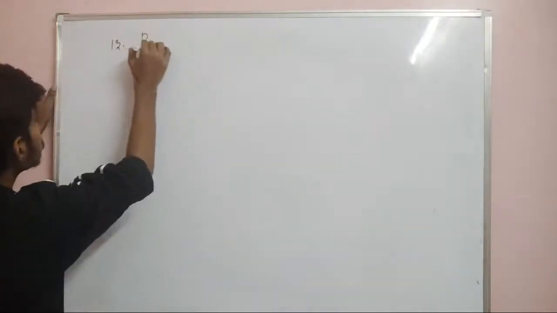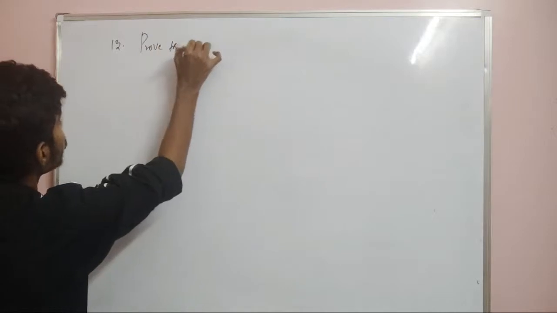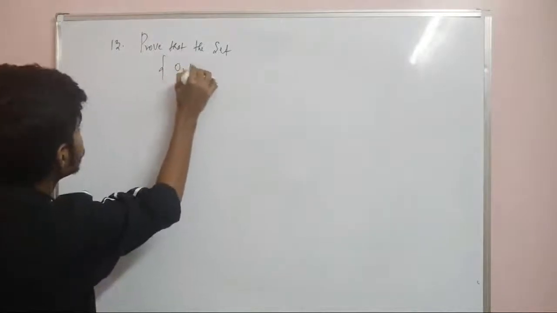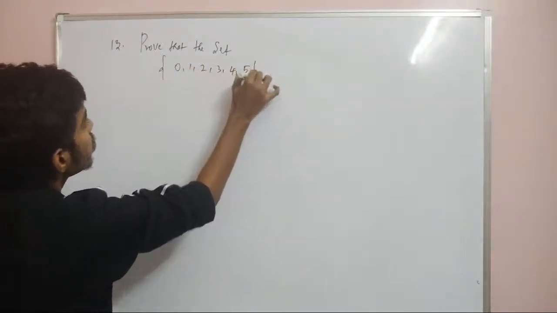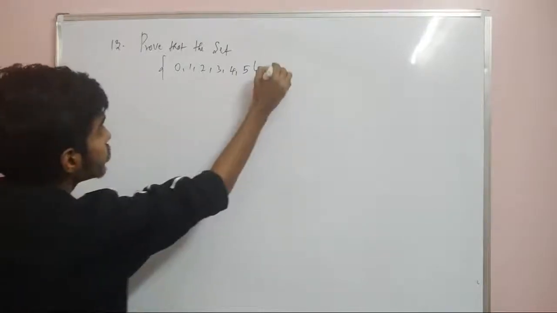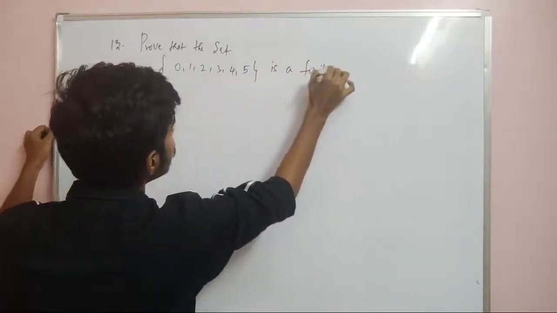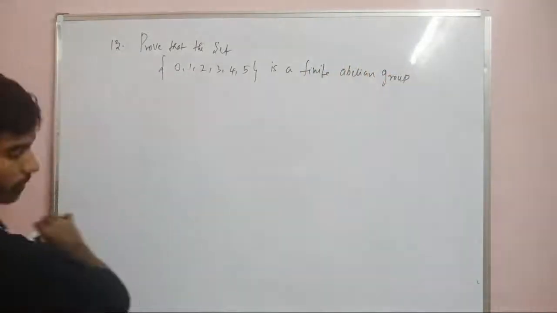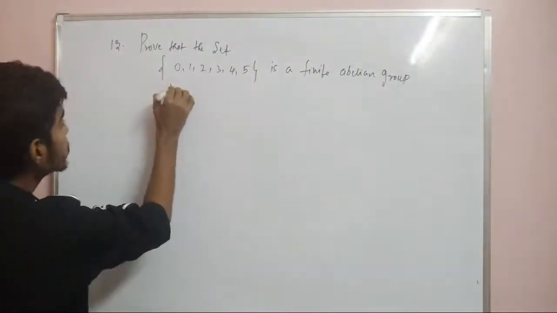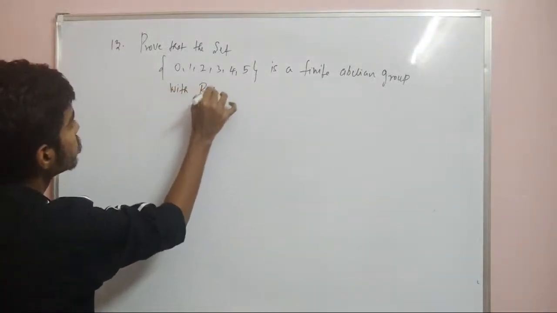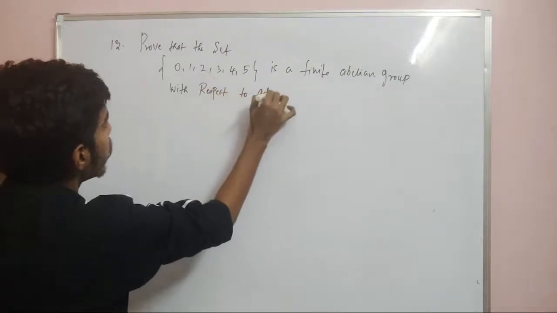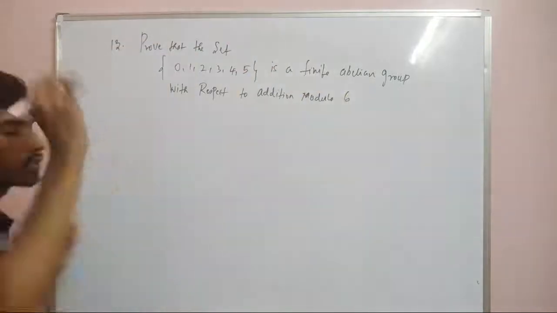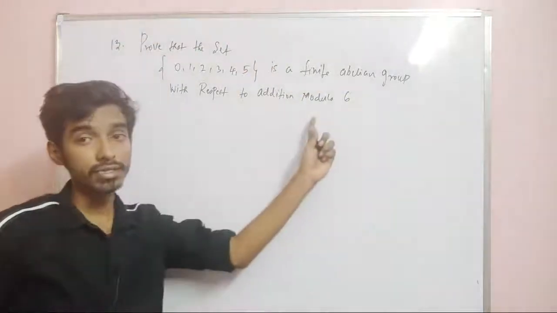prove that the set {0, 1, 2, 3, 4, 5} is a finite abelian group. We need to prove this set is a finite abelian group with respect to addition modulo 6, right? This is a new operation that we are dealing with. So it is addition modulo 6.